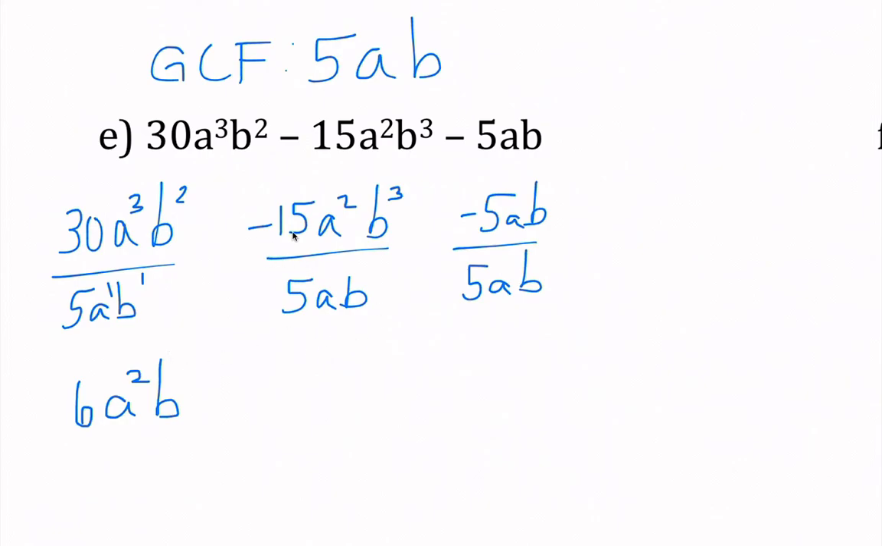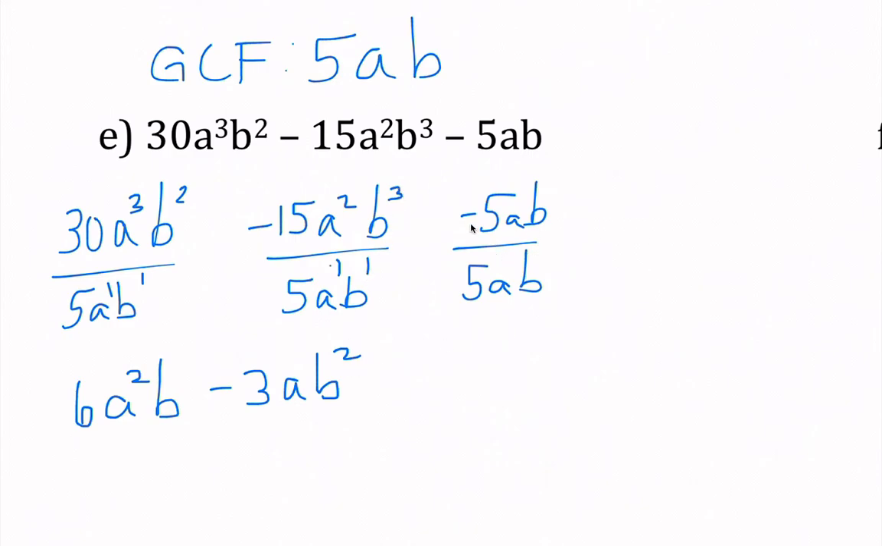Next, negative 15 divided by 5 is a negative 3. I have a to the second divided by a to the first, which is going to give me a to the first because 2 minus 1 is 1. I have b to the third divided by b to the first, so that's going to give me b to the second because 3 minus 1 is 2.